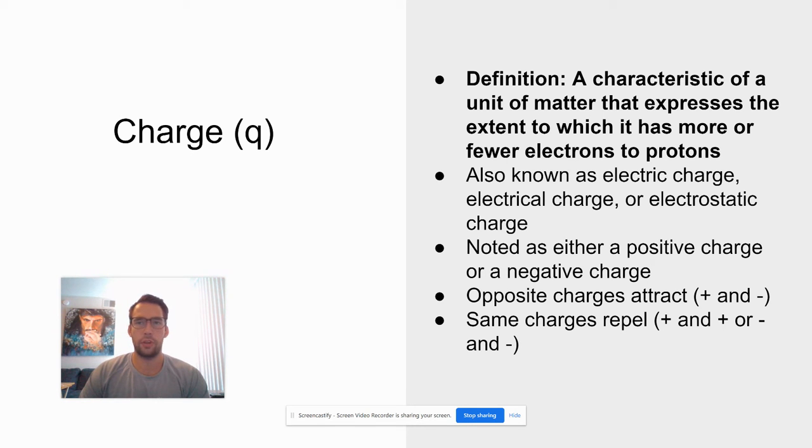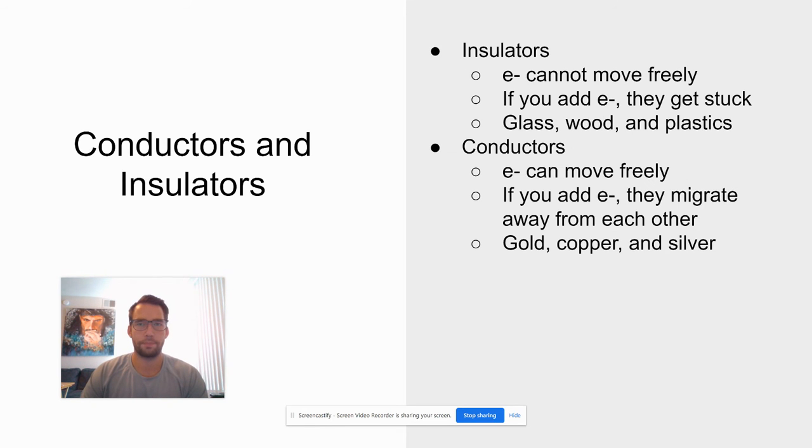So charge is a characteristic of matter that depends on the number of electrons and protons within either that atom or the matter itself. So if something has more electrons than protons, it's going to be negatively charged. If it has more protons than electrons, it's going to be positively charged. So it has to depend on the ratio between the electrons and protons.